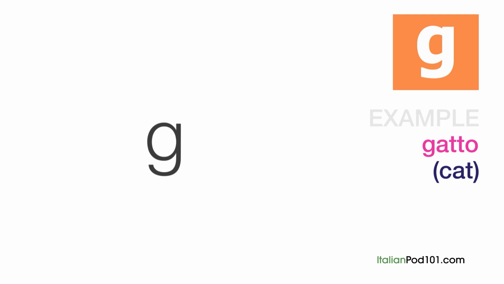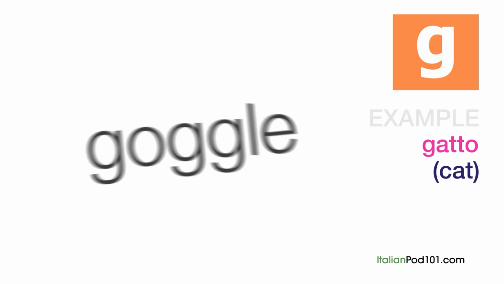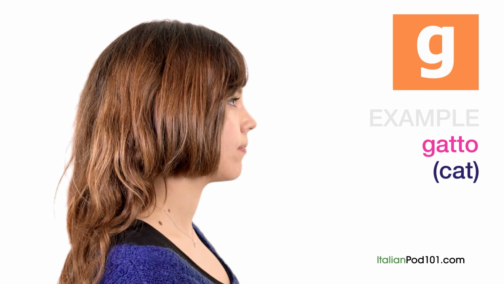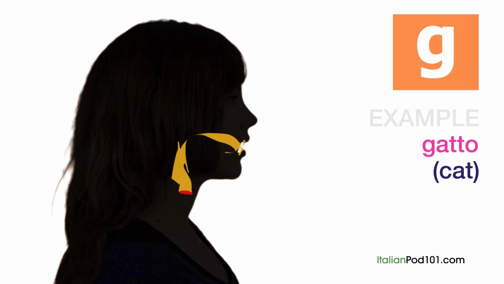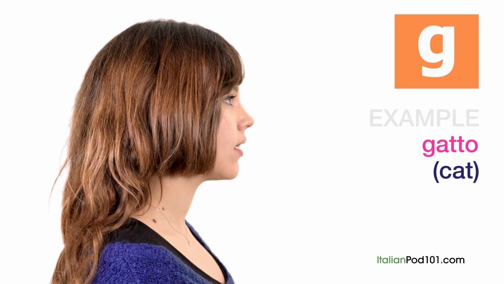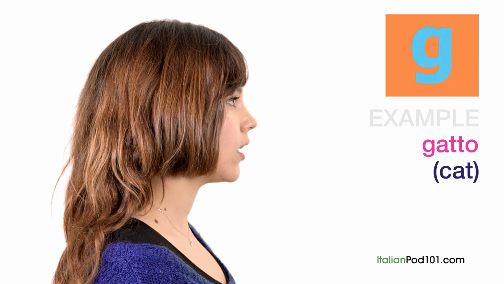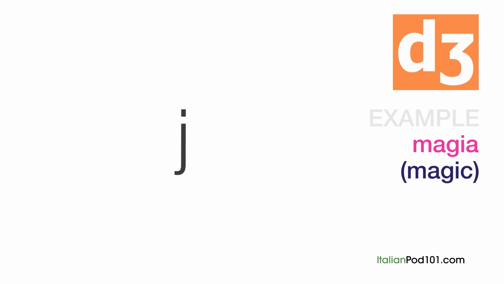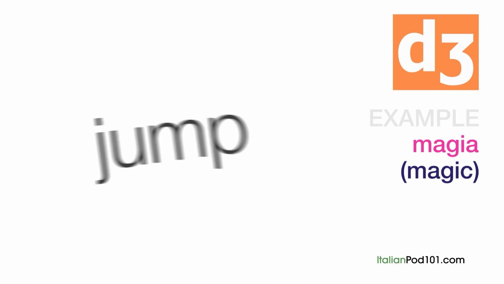The next consonant is g, gatto, like the g sound in the English word goggle. g, g.